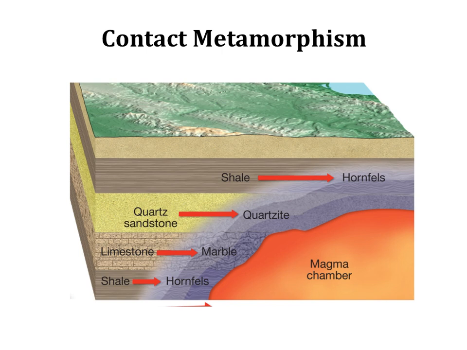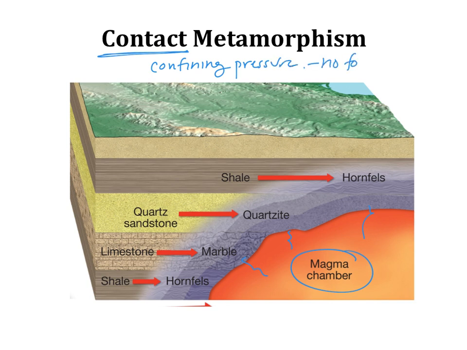So now we're going to look at an example of what would happen in an area that was experiencing contact metamorphism. So we have our magma chamber down here. So that's the source of heat, and that heat is radiating out into the rocks and baking the rocks around it. So contact metamorphism means that we've got confining pressure only, right? So no directed pressure. So that means no foliated rocks.